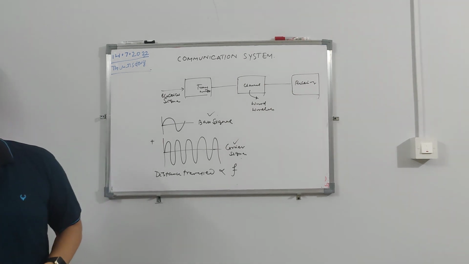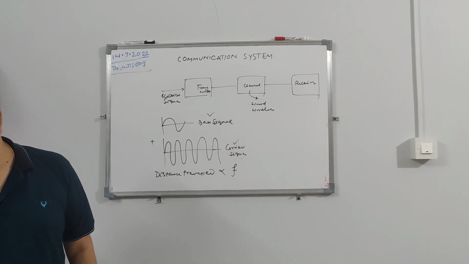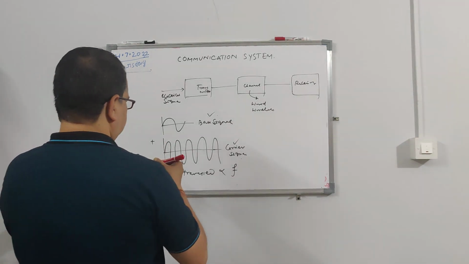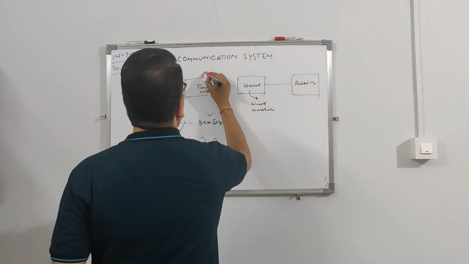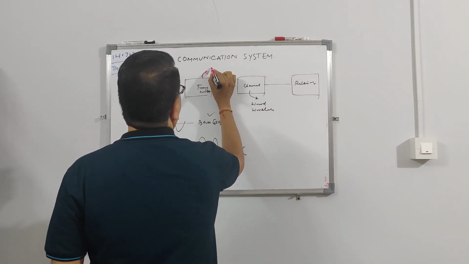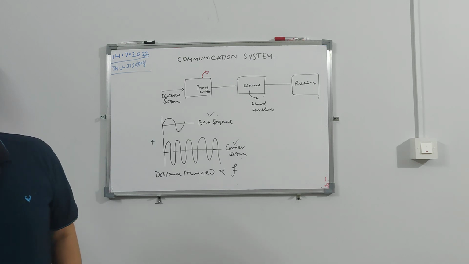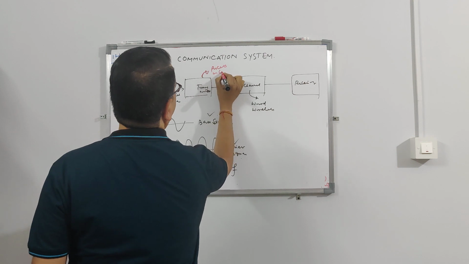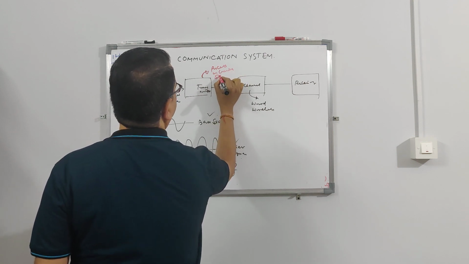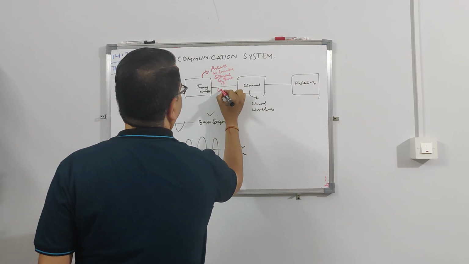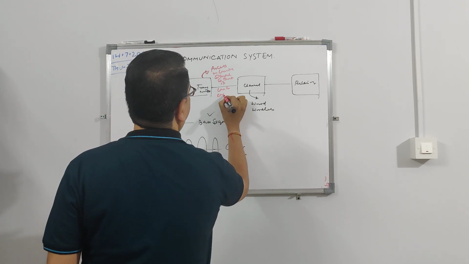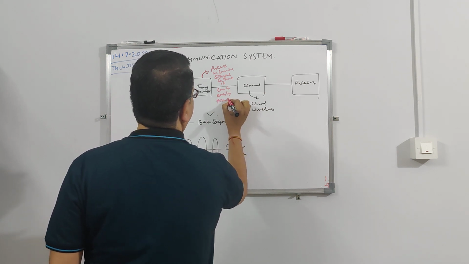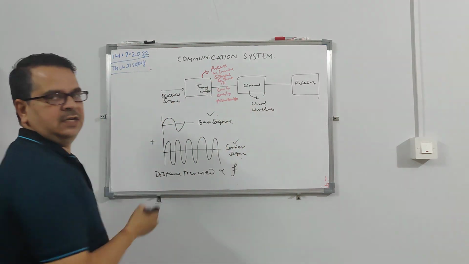That's why they say a transmitter processes the incoming signal to make it suitable for transmission. So what does a transmitter do? It processes the incoming signal so that it can be easily transmitted. That is the job of a transmitter.